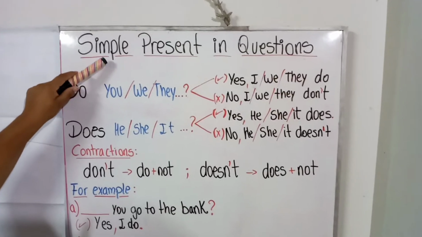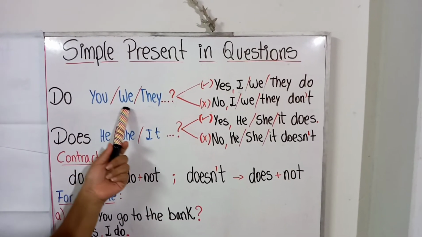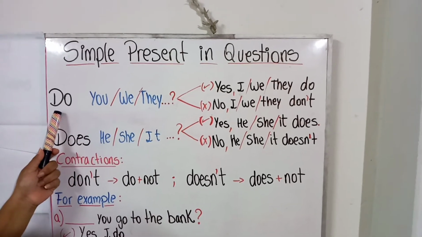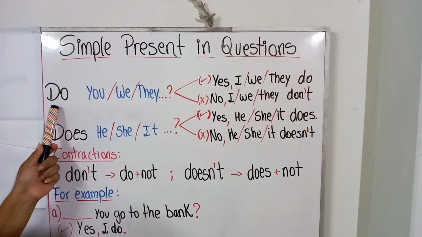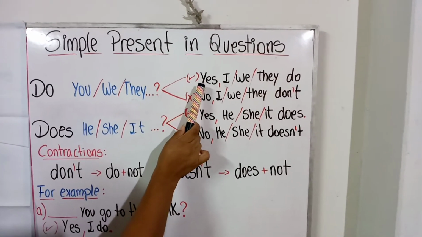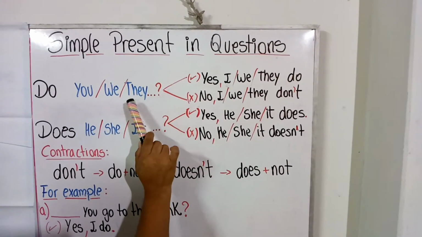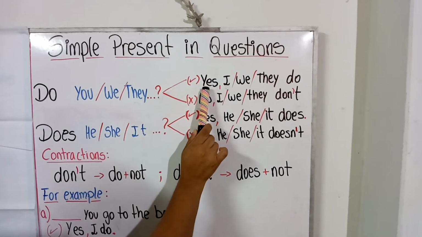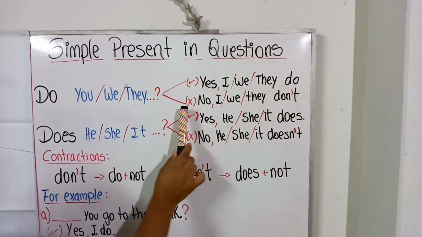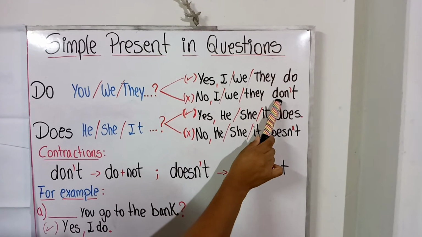Okay, let's continue with the simple present in questions. Okay, here we have you, we, and they, and for these pronouns we are going to use do at the beginning of the question. Okay, and the answers, if it's affirmative, we are going to use yes according to the pronoun that we are going to use. It could be yes, I, we, or they do. If it's negative, no, I, we, or they don't.